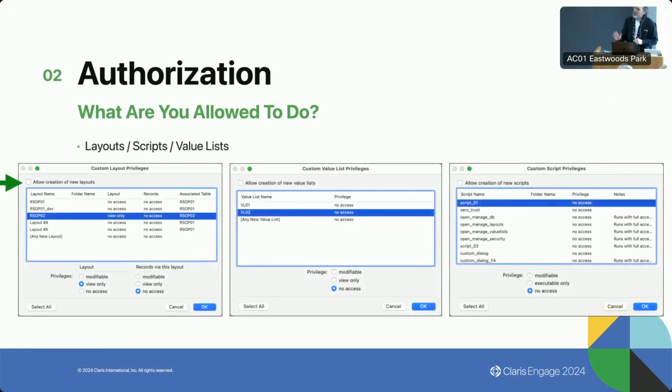Right. So that's really records. The next ones are layout scripts and value lists, and they all have this toggle here where you can set whether the user can create those things. It's off by default, so it is secure by default, but it's one that is somewhat easy to overlook.